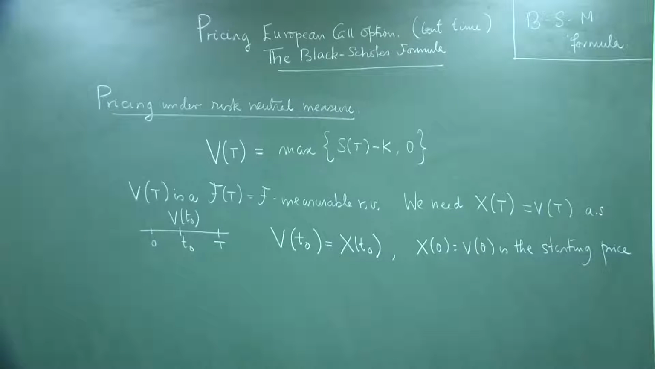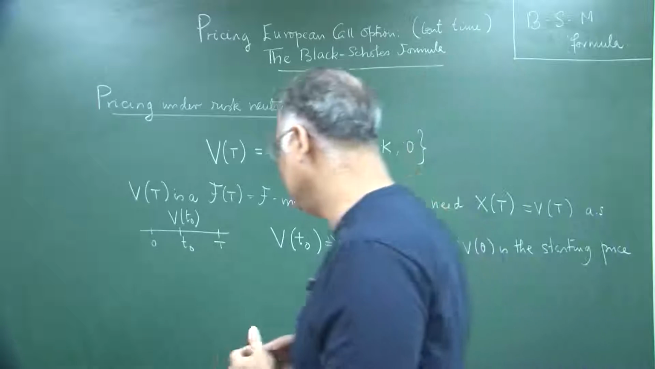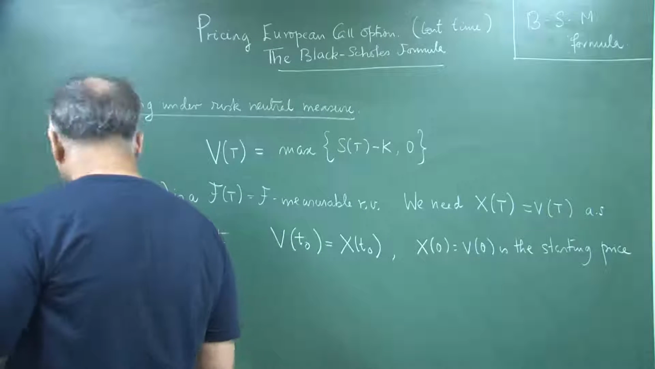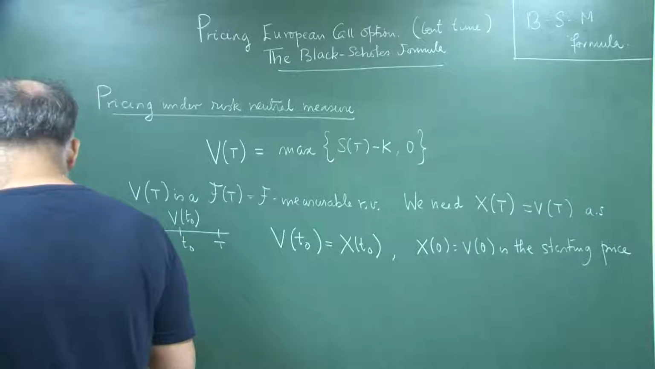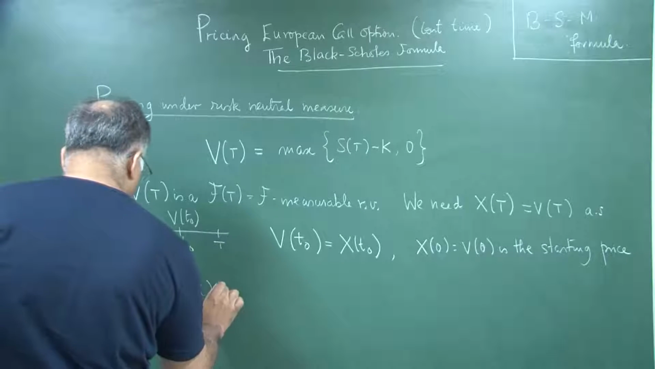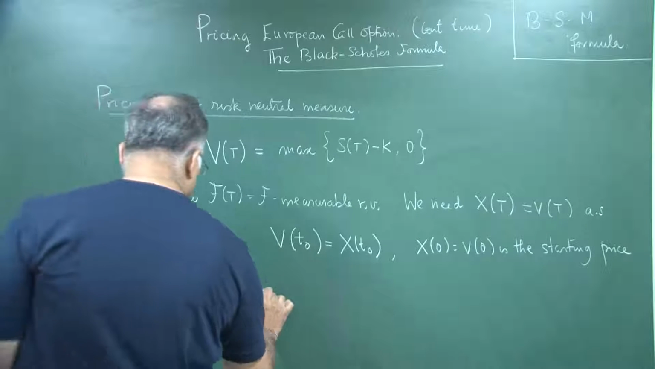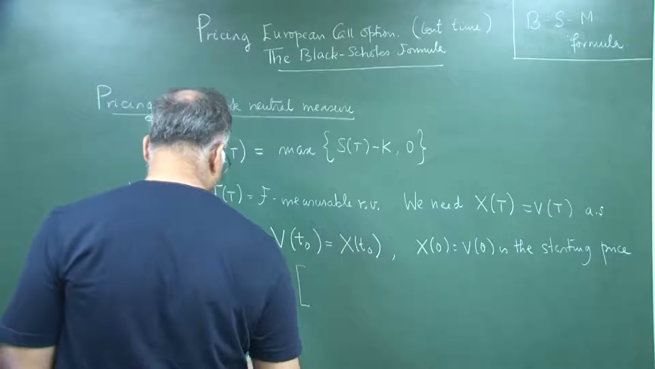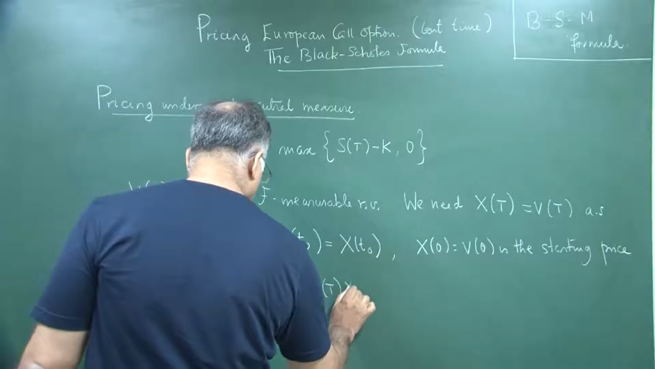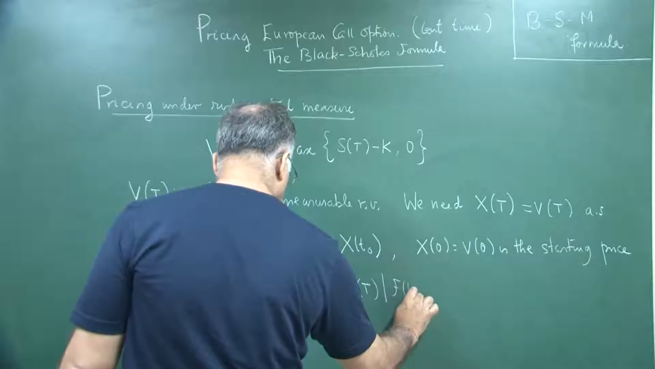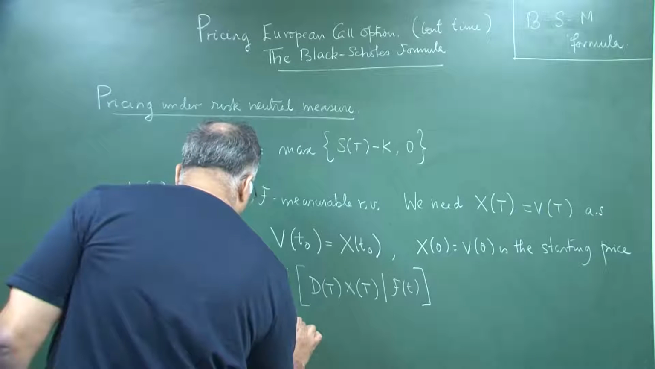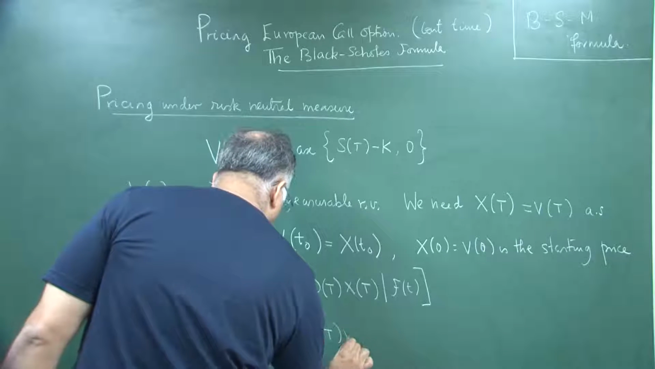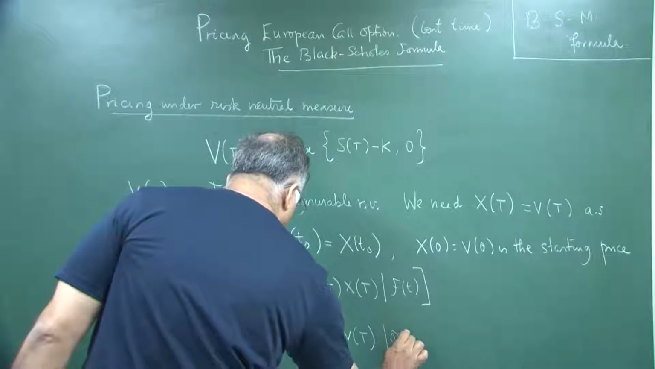Now, how do I actually price it? Look at the interesting thing. We know that the process D_t X_t, the discounted wealth process, is a martingale under the risk neutral probability. So, D_t X_t is the conditional expectation of D_T X_T given F_t. But by what we have discussed, if you want a complete perfect hedging, and because the market is complete, we have a perfect hedging, so this is the conditional expectation of D_T V_T given F_t.